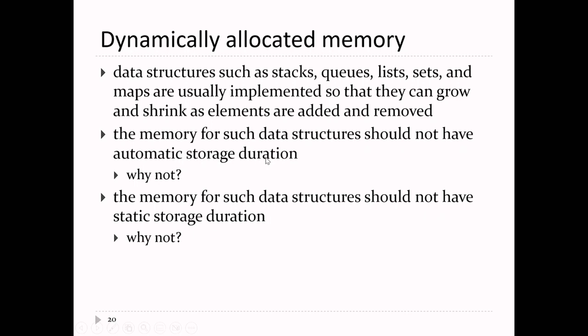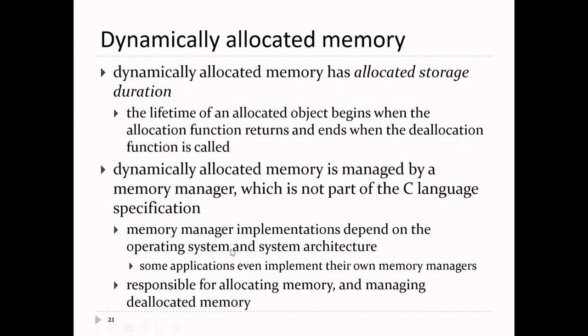So the memory for these data structures can't have automatic storage. And it should be obvious why it can't have automatic storage. Because if it had automatic storage, that storage disappears as soon as the block in which your array is defined disappears. So if it can't have automatic storage, it needs some other kind of storage. Now you don't want to use static storage, because then it lives for the entire lifetime of the program. So that's no good. So that's what the third type of storage is, and that's allocated storage duration.